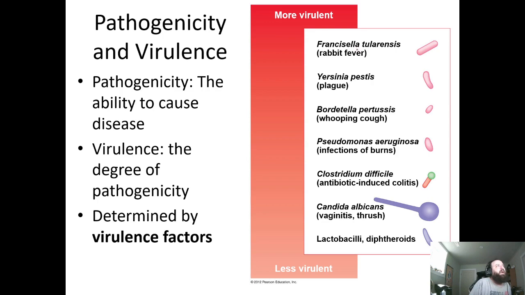So, for example, rabbit fever right here, which isn't actually a terribly severe disease, so it's a mild disease, is actually the most virulent. It's very easy to cause a disease and infect the host. This is really important. The degree of virulence is determined by virulence factors.